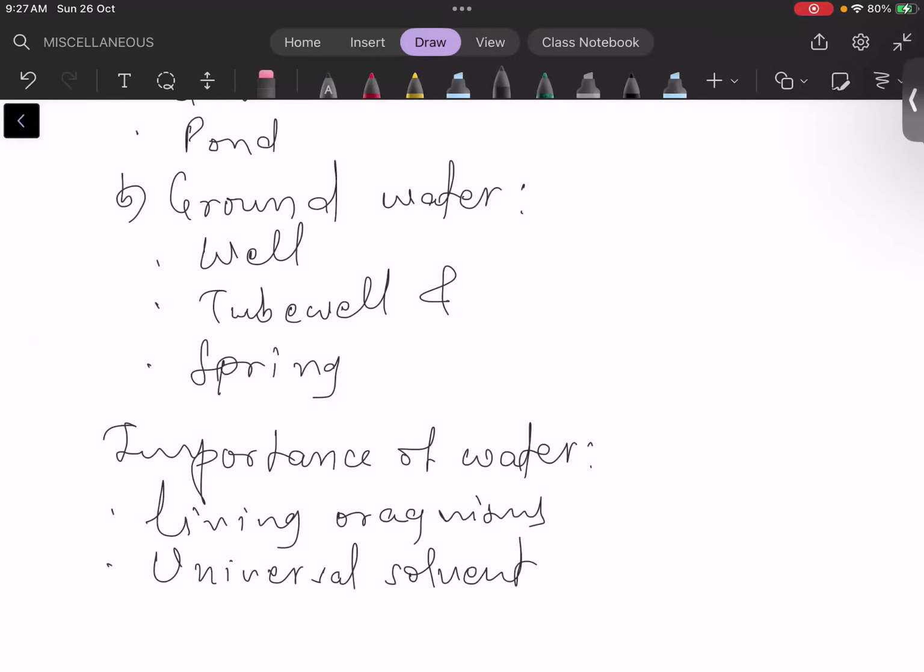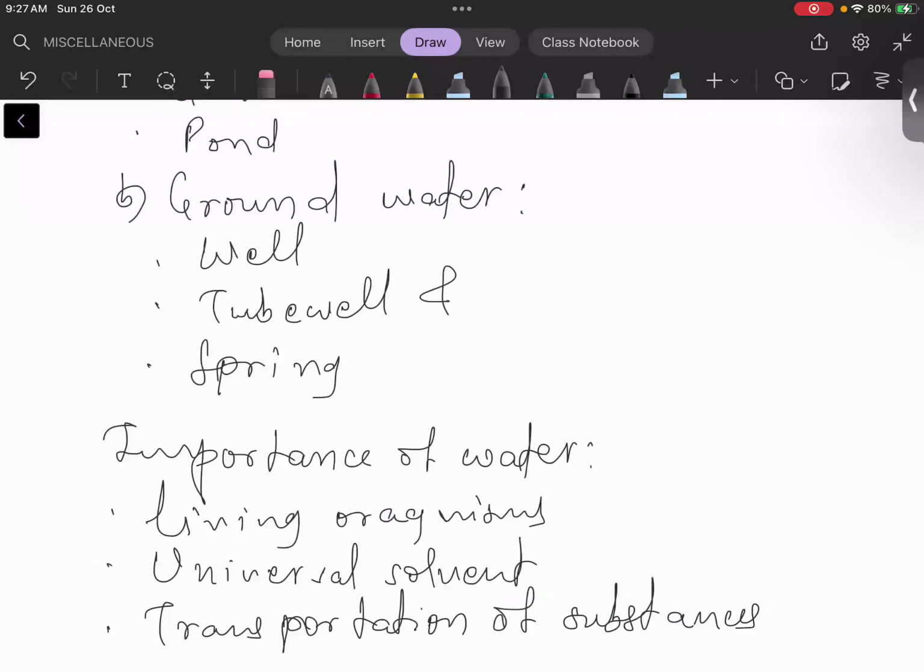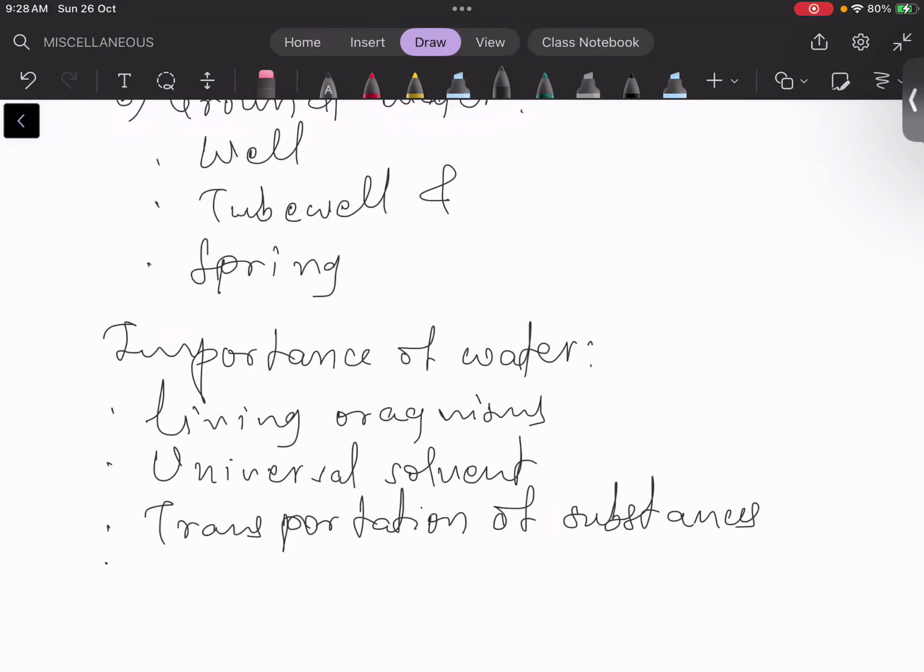Then third, water helps in transportation of substances. The next, water prevents sudden changes in temperature. That is, it helps in maintaining the temperature of living organisms.